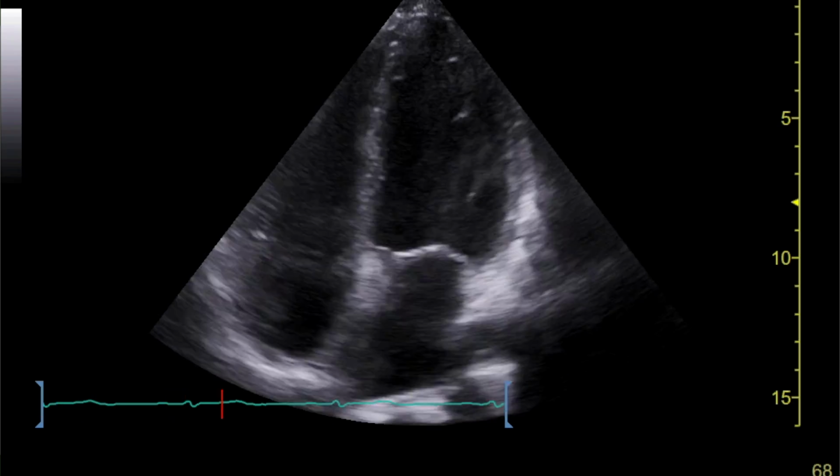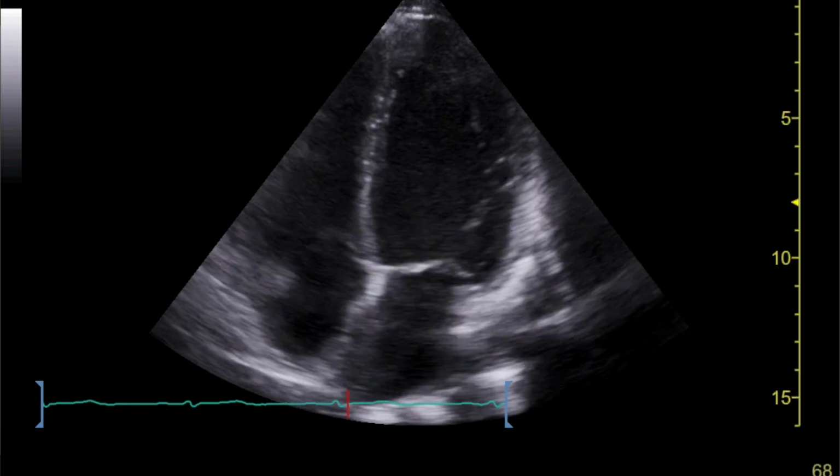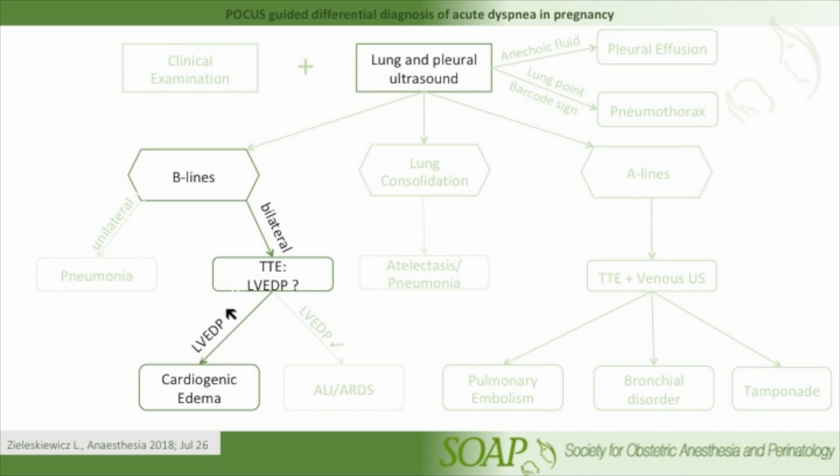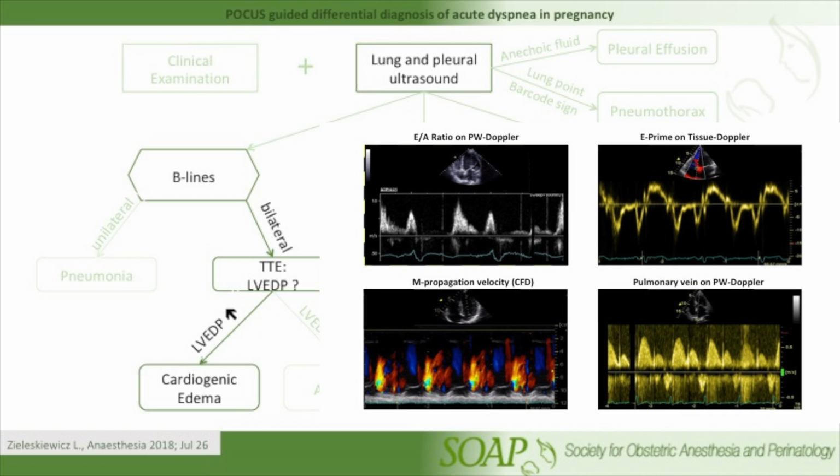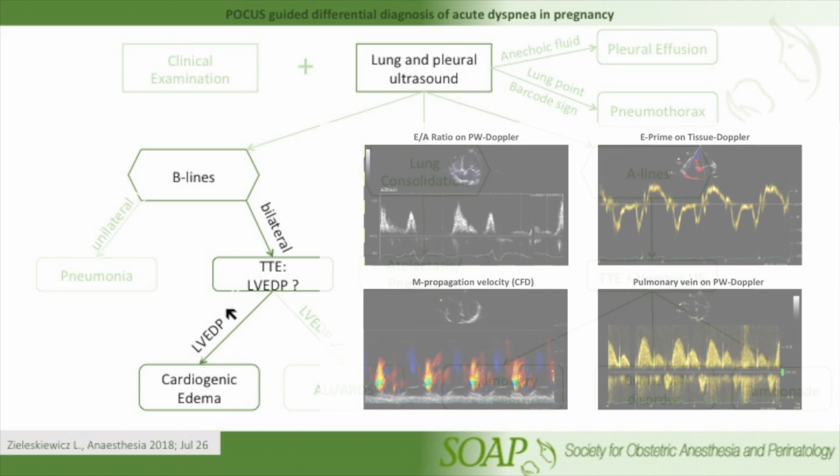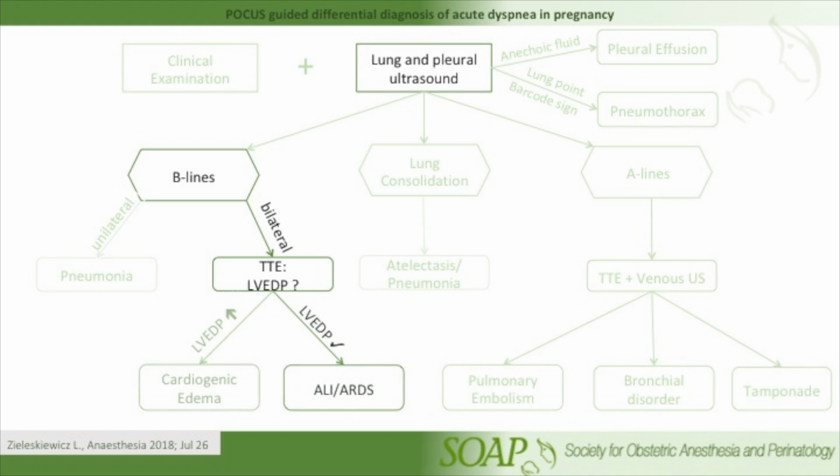Significant systolic dysfunction, or raised left ventricular end diastolic pressure with preserved systolic function on TTE indicates cardiogenic pulmonary edema. Please find details on how to assess cardiac filling pressures on the TTE diastology chapter of our video series. Normal filling pressures and B-lines suggest non-cardiogenic pulmonary edema, which characterizes acute respiratory distress syndrome.